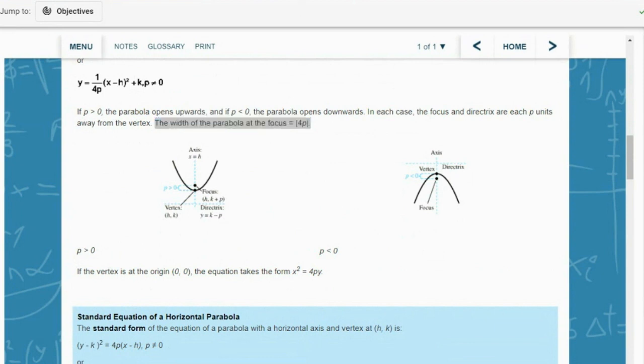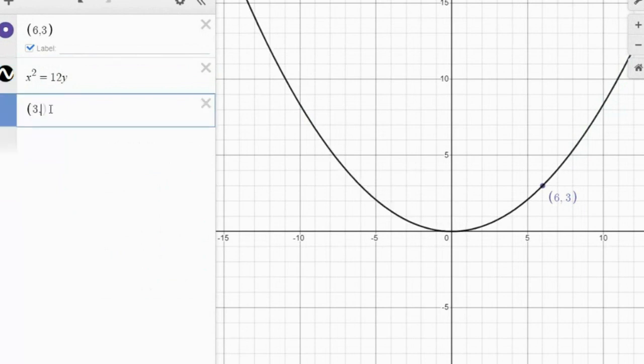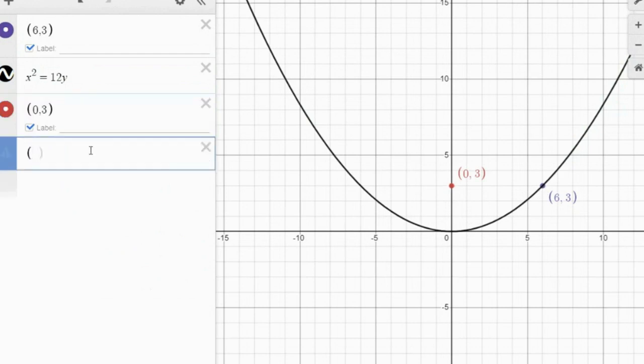So in this one that we graphed, since we said p equals 3, the focus point would be 3, 0. Oh, 0, 3, sorry. 0, 3. That would be the focus. And we said the p was 3. So what is the width right here, the focal width? Well, it goes from 6, 3 to negative 6, 3.